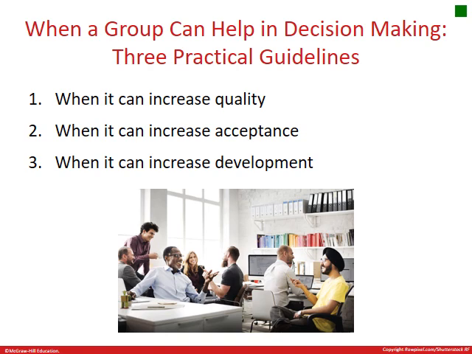Groups can also help in decision making when it can increase acceptance. If acceptance within the organization is important, managers need to involve those individuals whose acceptance and commitment are important. And finally, groups can help when it can increase development. If people can be developed through their participation, managers may want to involve those for which development is most important.